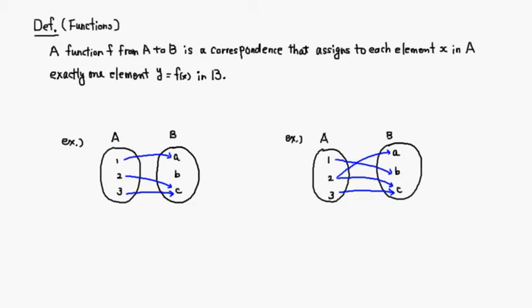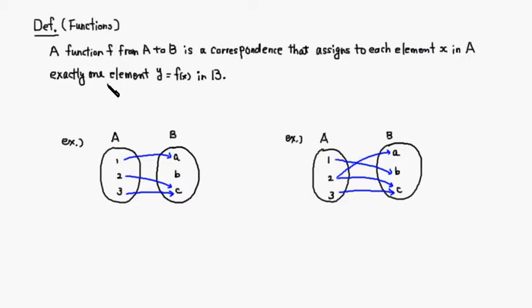Okay, let's look at the definition of a function. A function f, where f is the name of the function, from set A to set B is a correspondence that assigns to each element x in A. So it has to be every single element in set A.